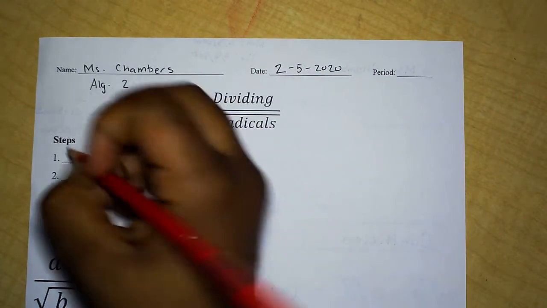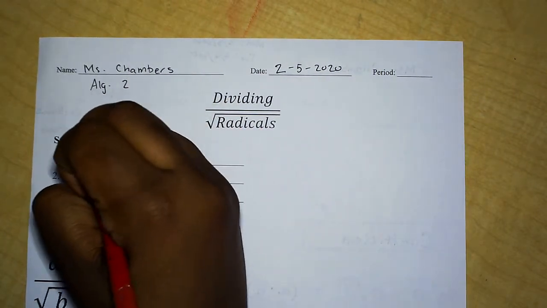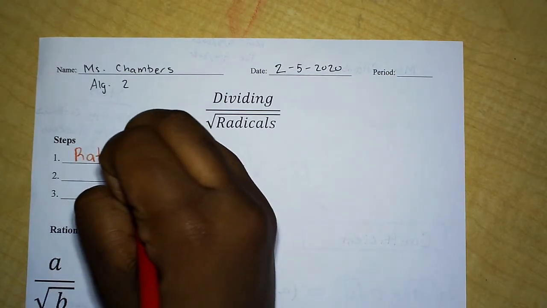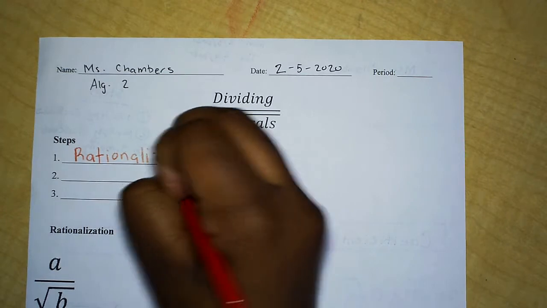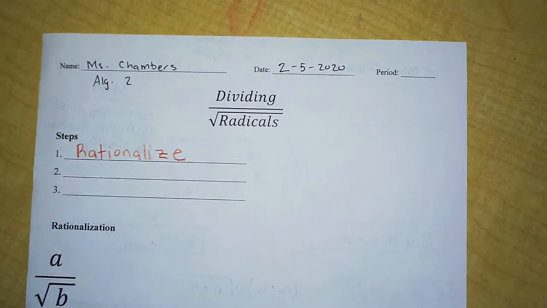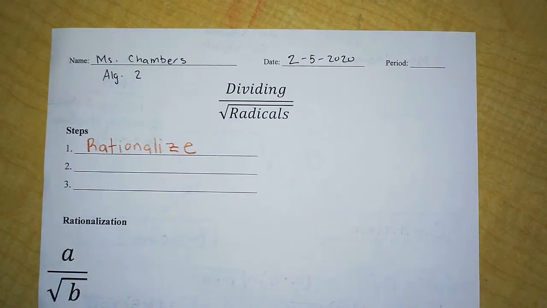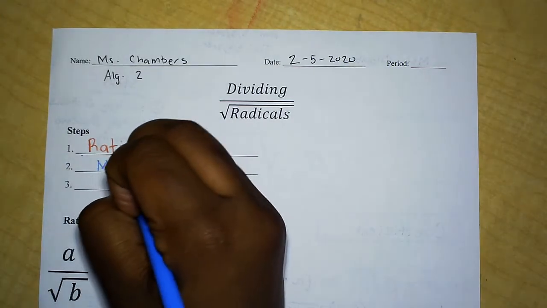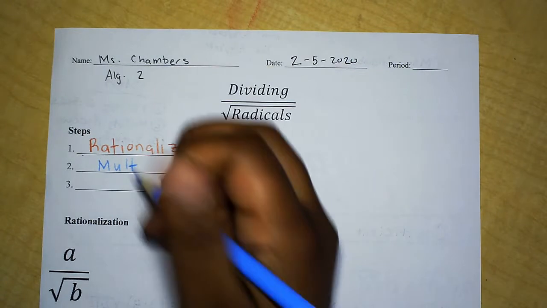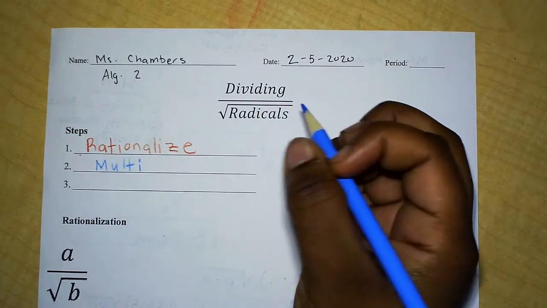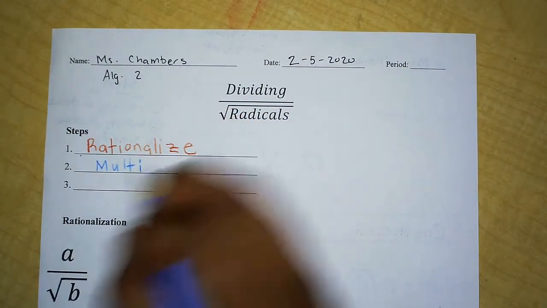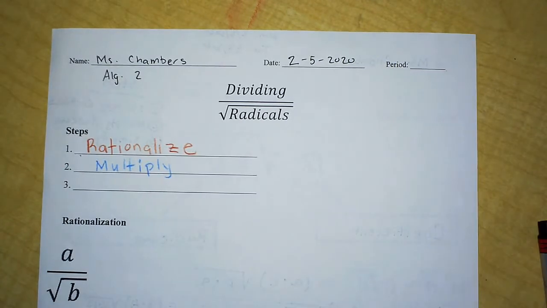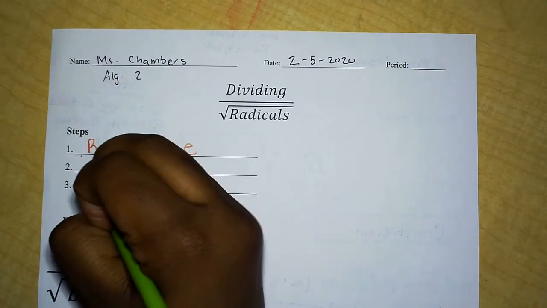Step 1, we have to do something called rationalize. And I will explain to you what that means later. Step 2 will be to multiply. So again, if you do not know how to multiply radicals, go watch that last video or come to tutorials, because this will not make any sense. Multiply. And the last step will be to simplify.